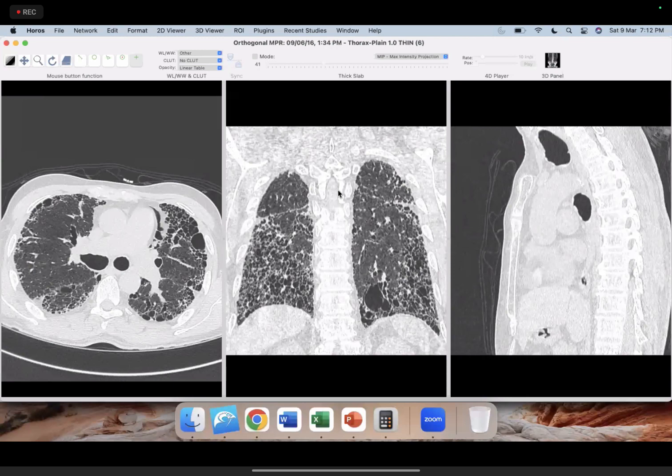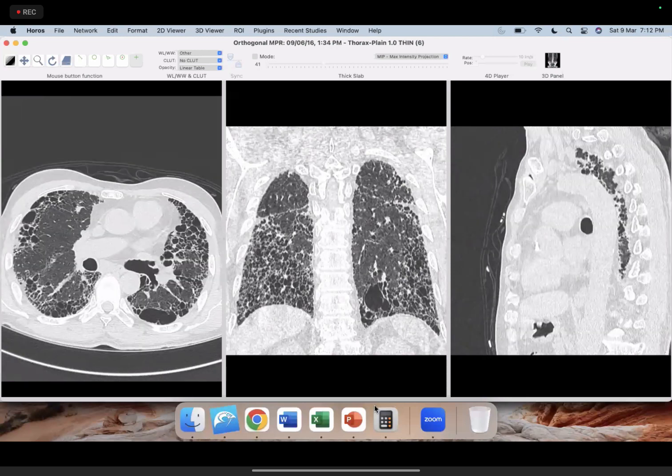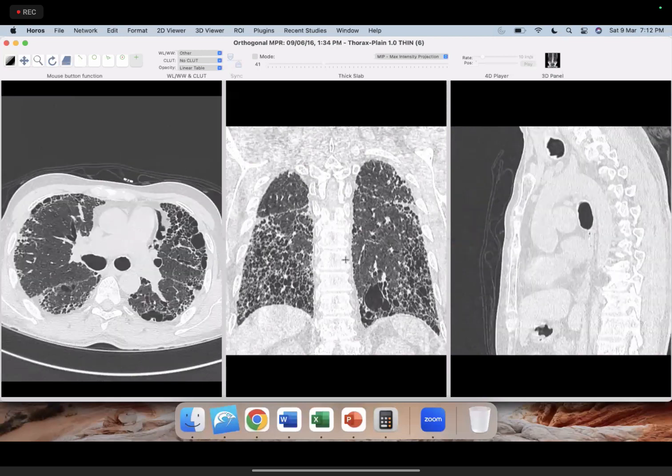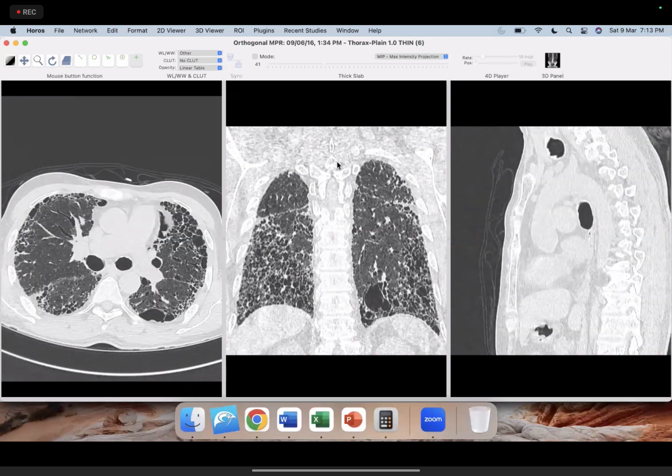And apart from that, can anybody appreciate any complication-like thing here? So I'm stopping at that particular slice where you see some complication. So what is the complication that we see here?